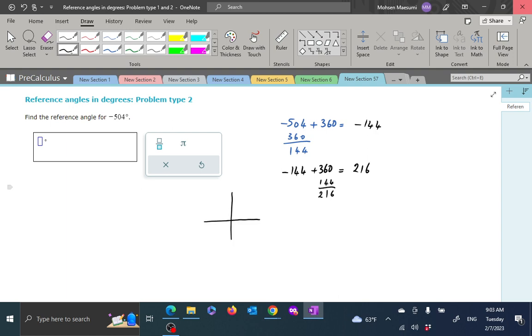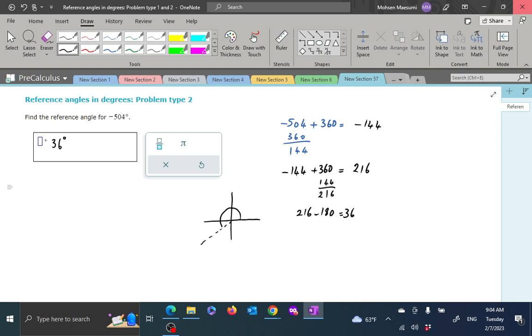I started with my number, kept adding 360s to it until I get a positive number. Now I say 216. Where is 216? 0, 90, 180, and then I'm going a little bit extra. So 216 minus 180, and what is that? 36 degrees. So this becomes 36 degrees. Okay, so those are the types of problems we had.